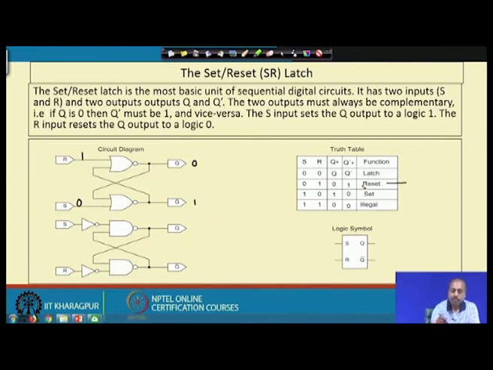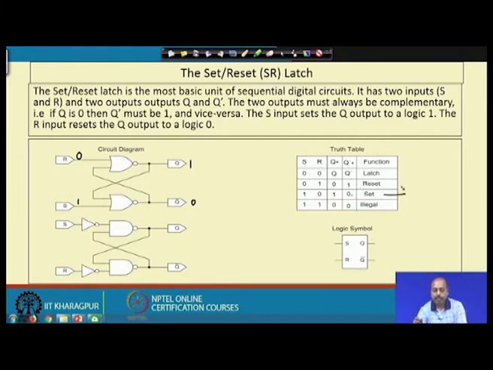The other combination is 1 0. If I give S equal to 1 and R equal to 0, then by similar logic it will set the latch. The Q bar output will be equal to 0, because the S input is 1 in this NOR gate, and this 0 going to the other gate will make Q equal to 1. So Q plus is becoming 1 and Q dash plus is becoming 0.